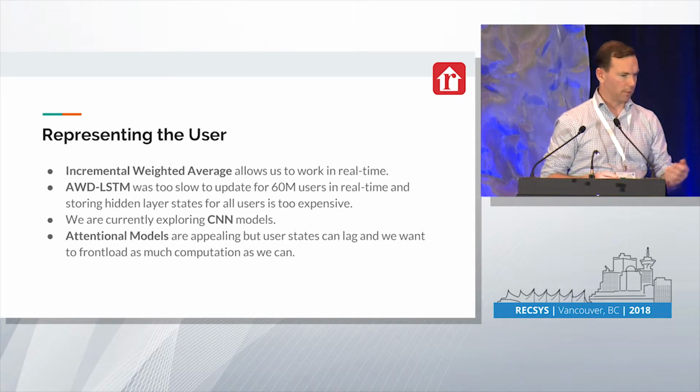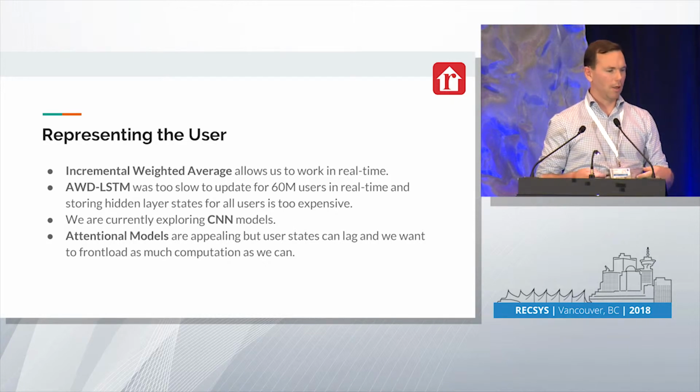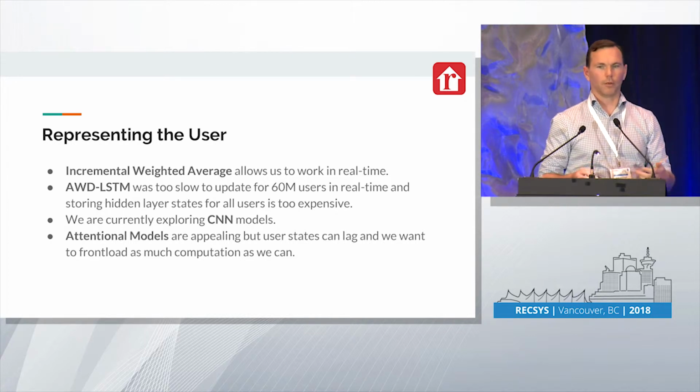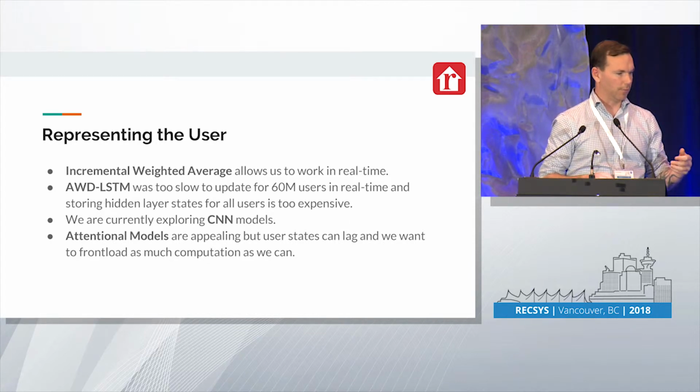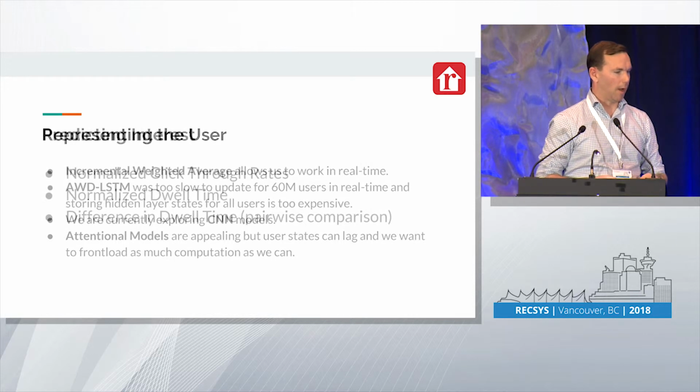In that light, we're exploring CNN models. They're obviously faster. We're super excited about the idea of attentional models, but what we're finding is that the user states can lag, and you'll see what I mean by that in the context of the system that we've developed. And we want to front load as much computation as we can. So I'll talk about that in the next few slides, and how I modularized the system.